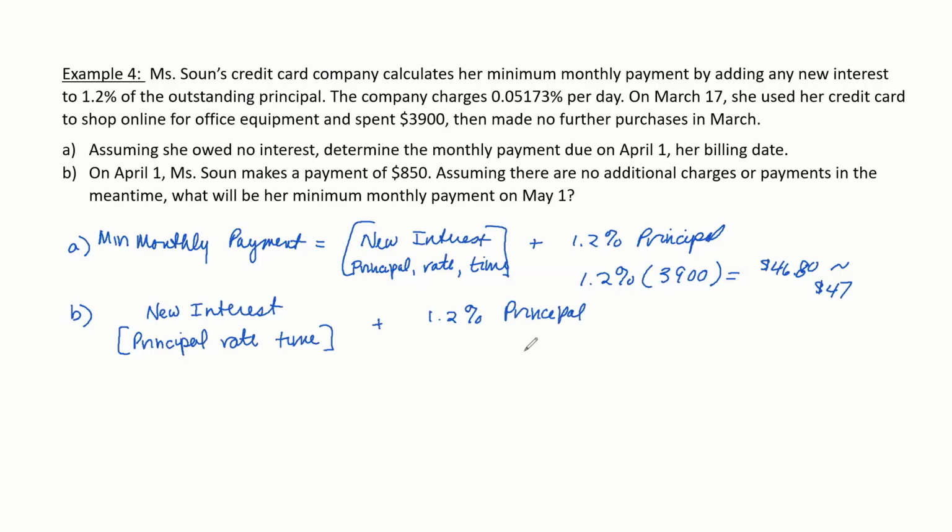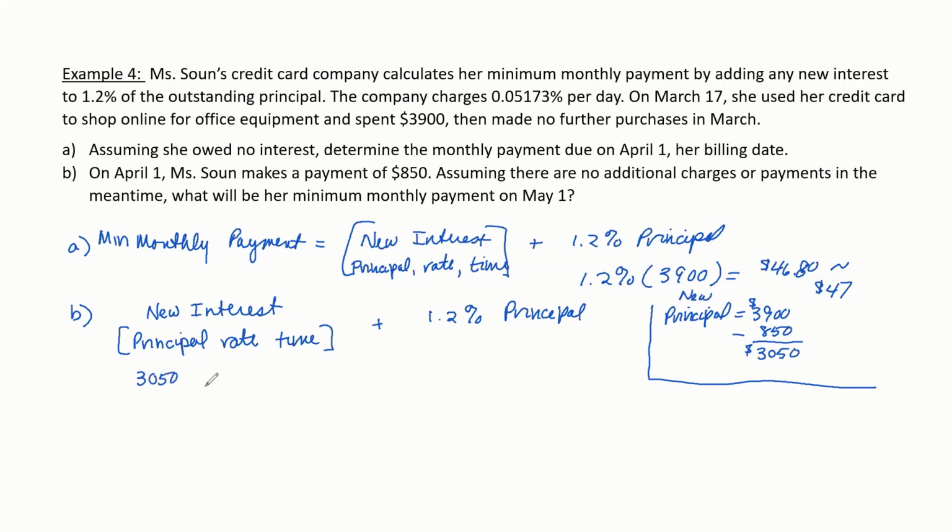So first we have to calculate what is the new principal at this time because she made a payment. So we have the principal, maybe I'll go on the side and do it right here. The principal is going to be the $3,900 she owed minus the $850 payment. So that's going to be $3,050. So that's what we're going to use for our new principal because she had that payment. So here our principal is $3,050.